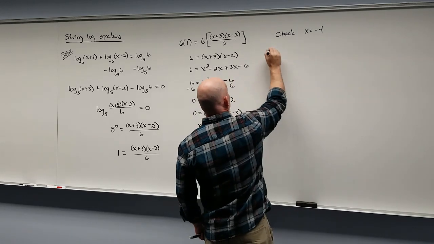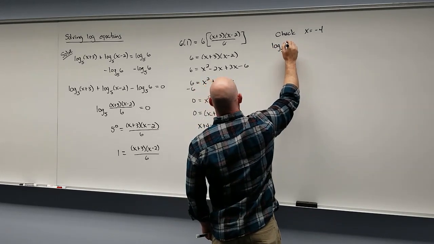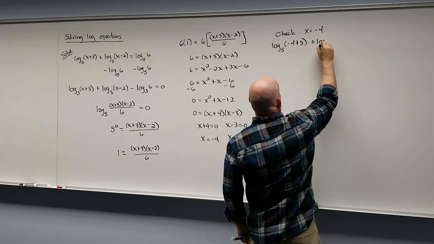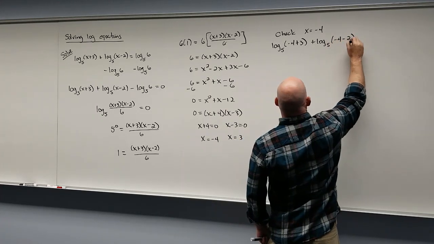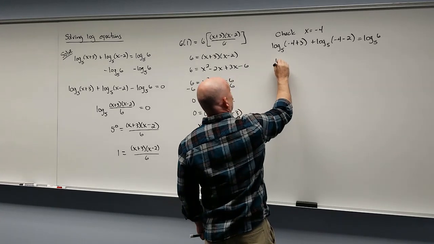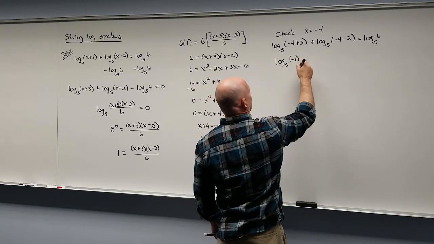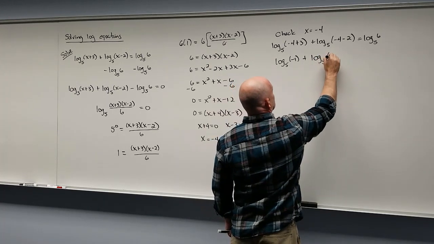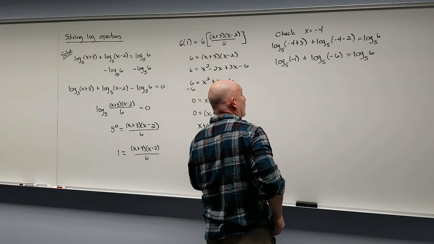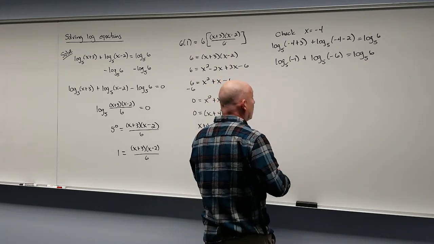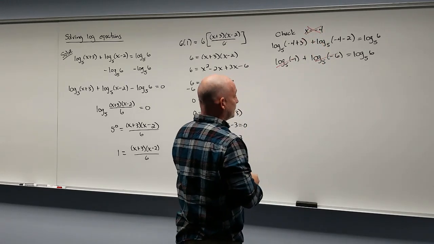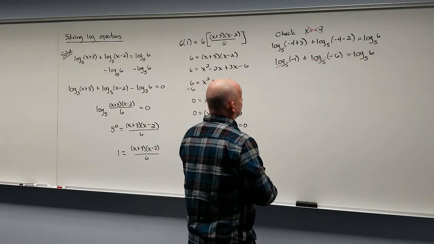So when we plug this in, I get log base 5 of (-4 + 3) plus log base 5 of (-4 - 2). Does that equal log base 5 of 6? So log base 5 of negative 1, and you can see probably right there you can stop. As soon as you see that you're going to take the log of a negative, you know that this cannot work. So since we're not allowed to take the log of a negative, this answer will not work.